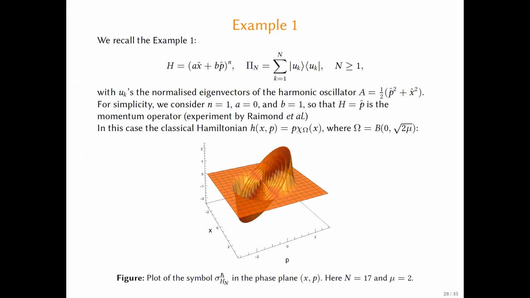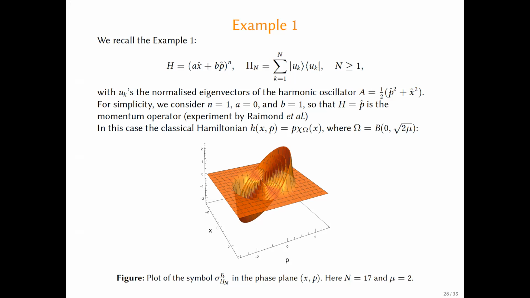Okay, so let us now look at a specific example, not in general. Let us look at example 1, that is, as I said, the one considered in the experiment. It's the truncation of the momentum on the first N levels of the harmonic oscillator. So we consider H, that is the momentum. Here n is equal to 1, a is equal to 0, and b is equal to 1. So H is the momentum, and P_N is this projection.